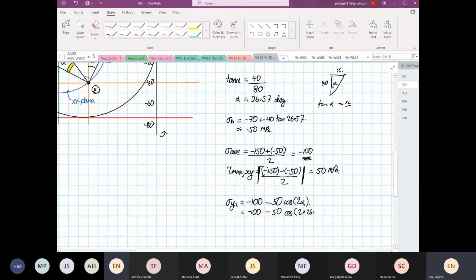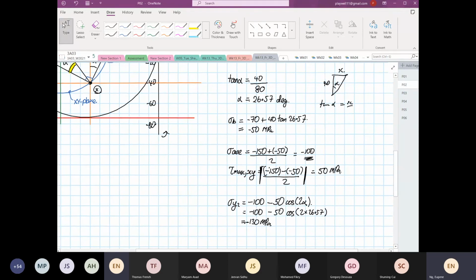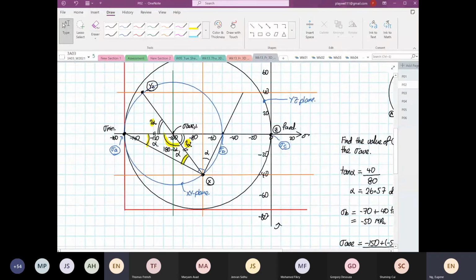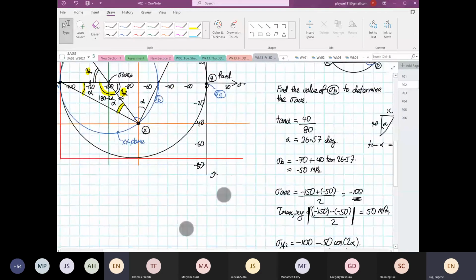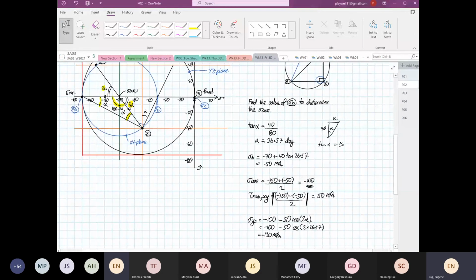So this will be equal to minus 100 minus 50 cos 2 alpha, which is 2 times 26.57. Okay, so this will be equal to 26.57 times 2, cos, times 50. So it's equal to minus 130 megapascal. Okay, so stress Y2, right, is equal to 130, it's about right, megapascal. Okay, so this is the answer.